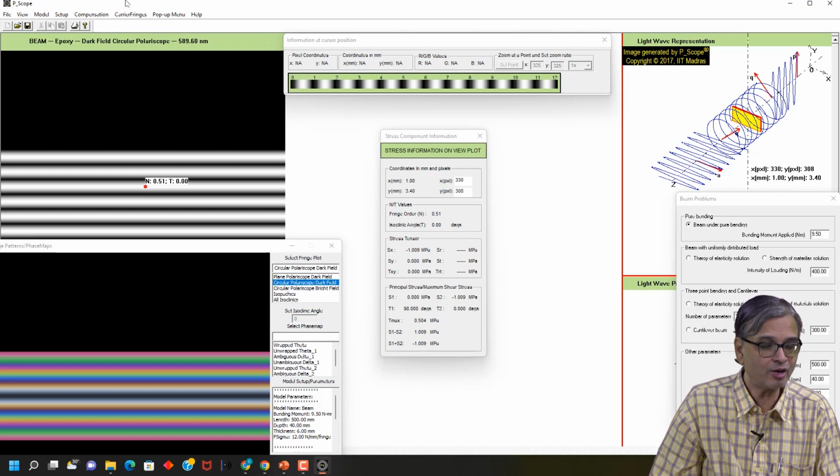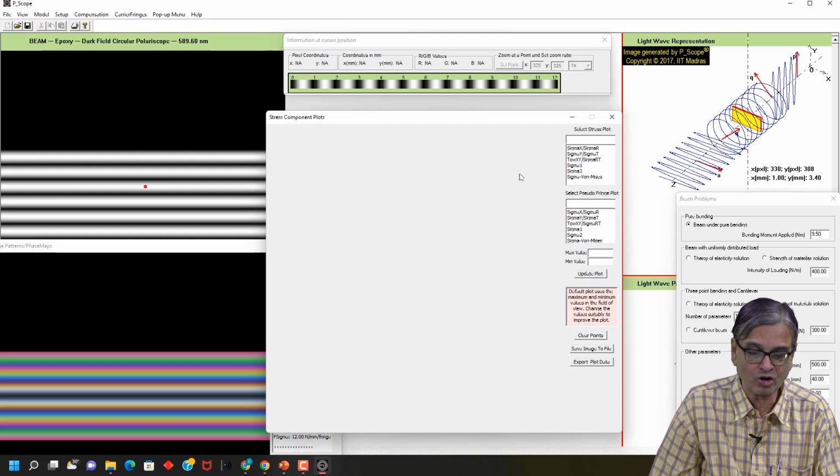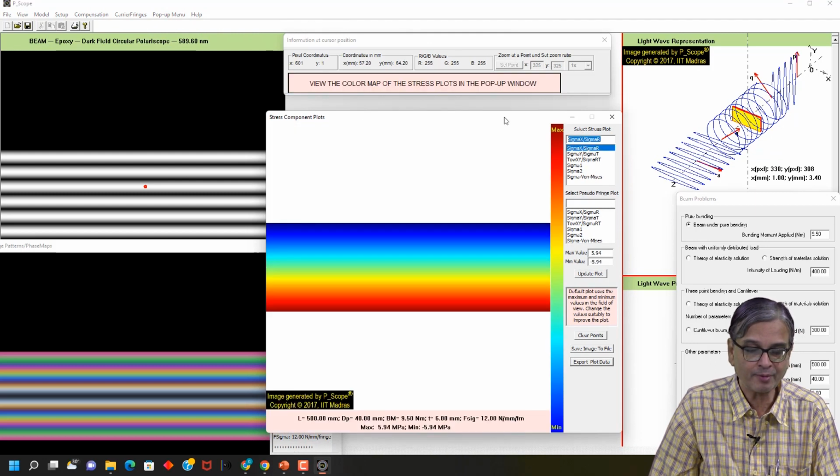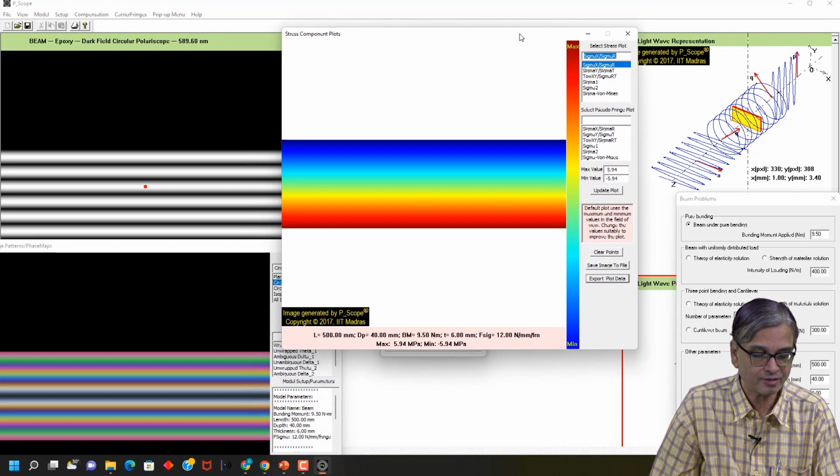So, now what I will also do is, I will look at the stress component plot, and I know that we are getting only sigma x. So, I will plot sigma x here, okay.